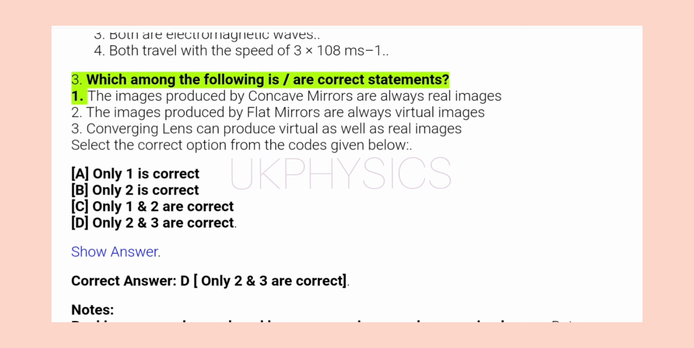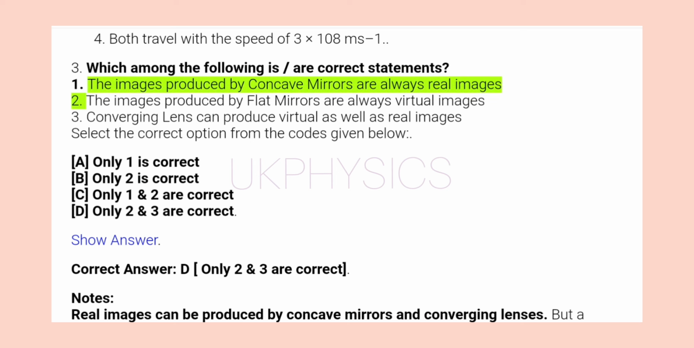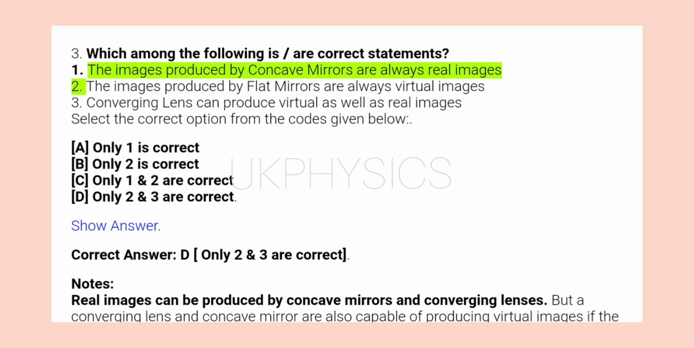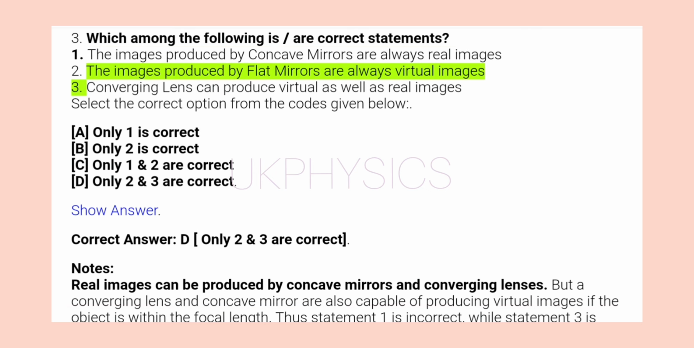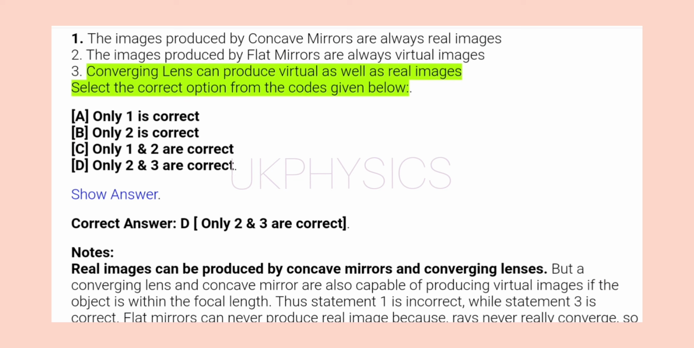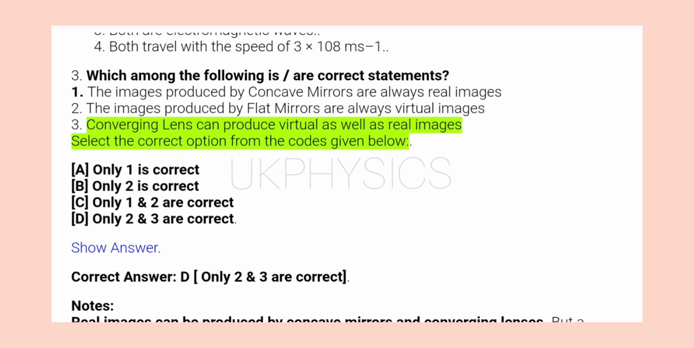3. Which among the following are correct statements? 1. The images produced by concave mirrors are always real images. 2. The images produced by flat mirrors are always virtual images. 3. Converging lens can produce virtual as well as real images. Select the correct option from the codes given below.